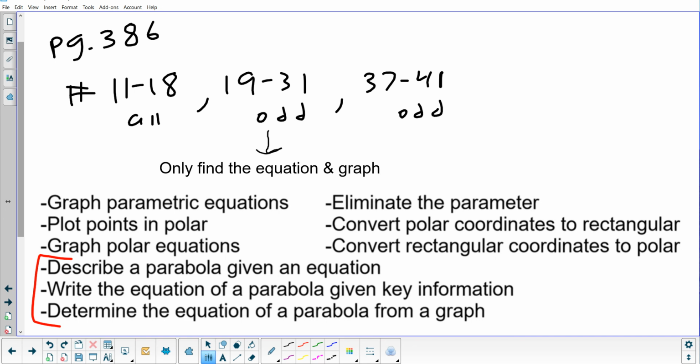Eliminating the parameter, that's when you get rid of the t-value in the equation. You solve the x equation for t and then substitute. And then converting between polar and rectangular, I think that was on Tuesday as well. All right, so those are the different topics that are on the test.